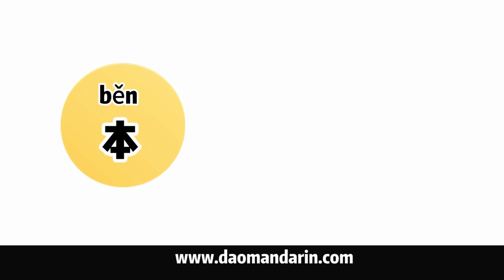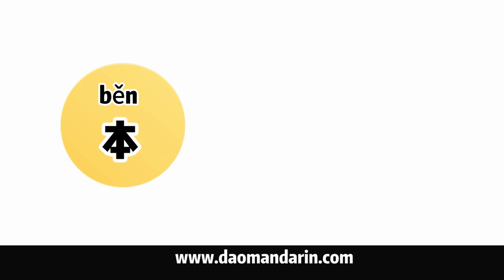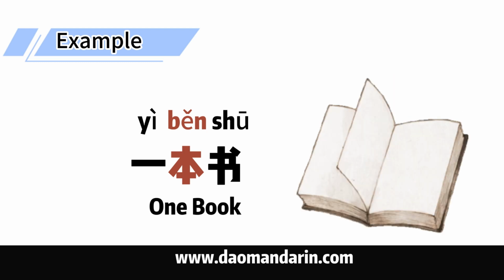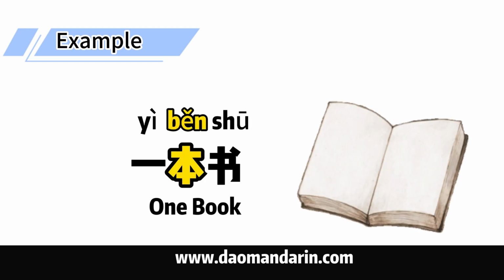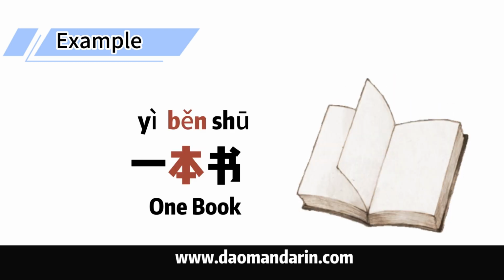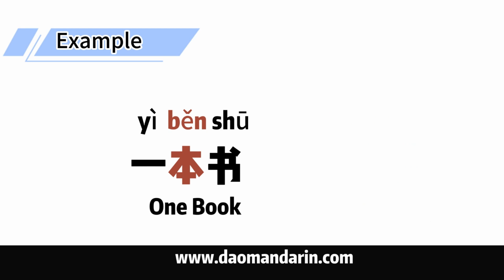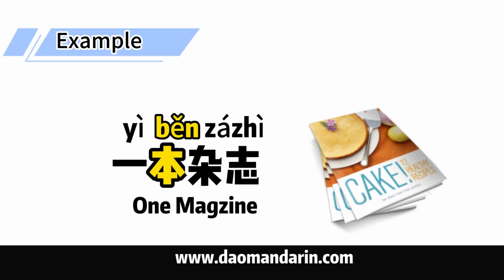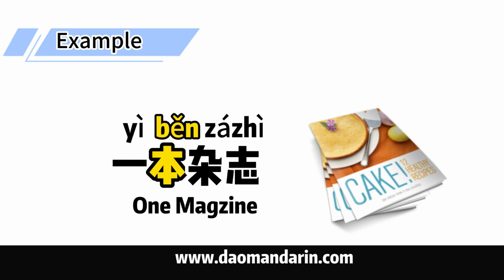本. Used for books or items that have a binding. Example: 一本书, 一本杂志.